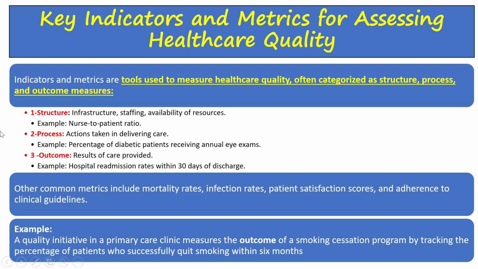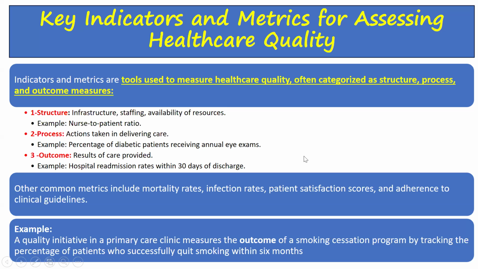And we can also look at the ratio of nurse to patient. In some hospitals, you can find one nurse treating 5 patients. But in Africa, it's even worse. You find a ratio of one nurse to around 50 patients. Then number 2 is the process. Process means what? Actions taken in delivering care. That is, for example, percentage of diabetic patients receiving annual eye exams.